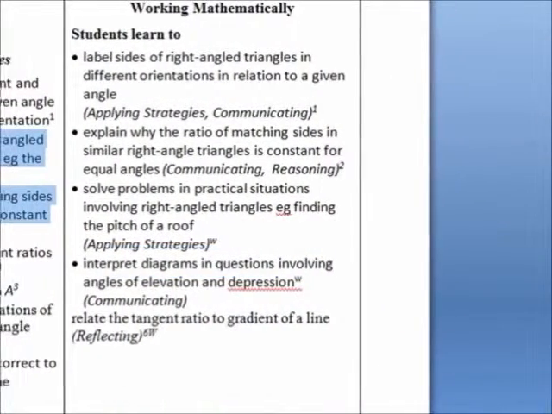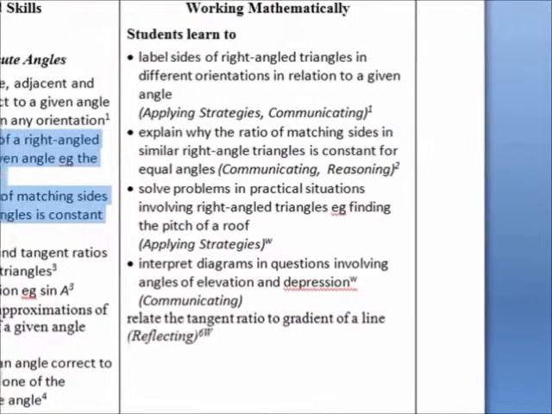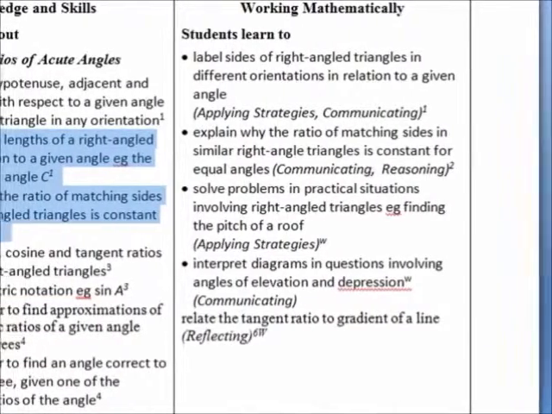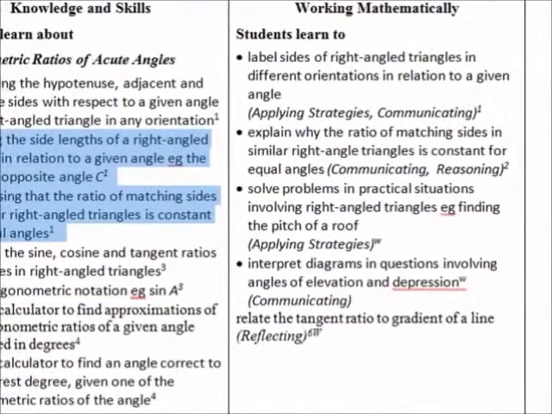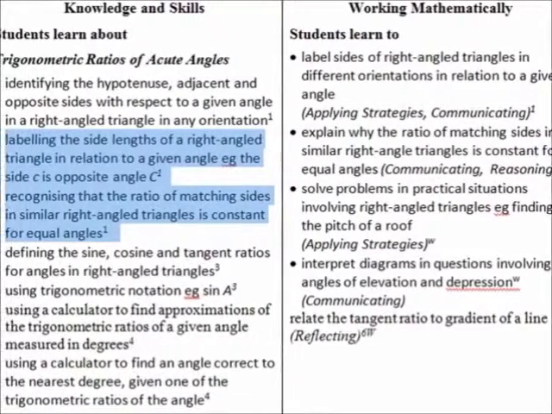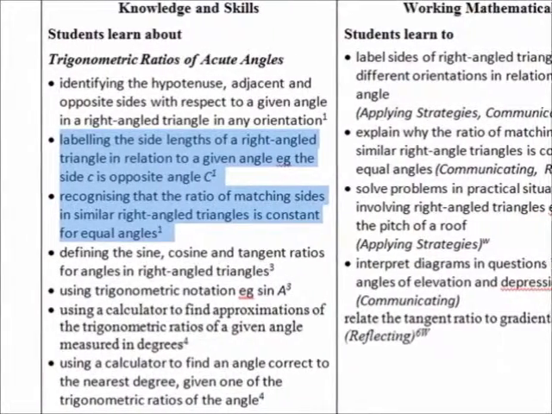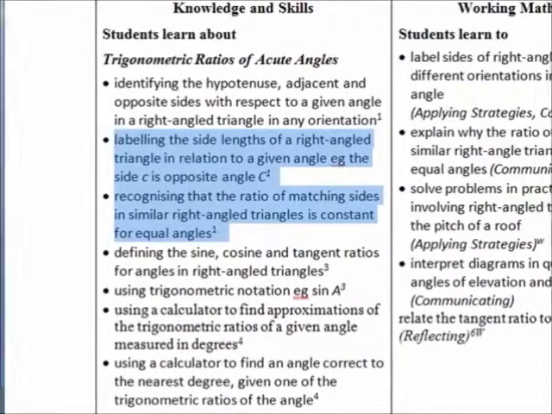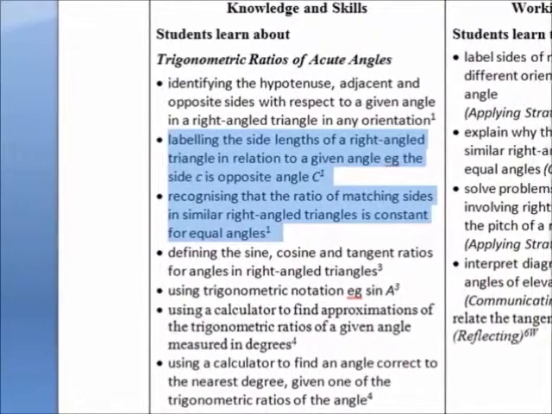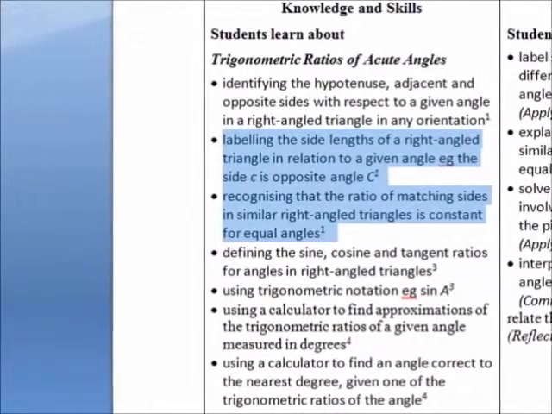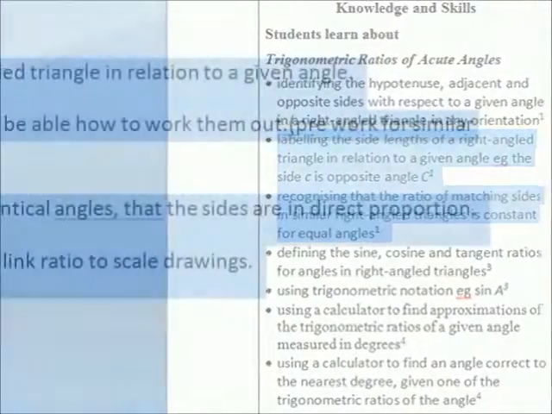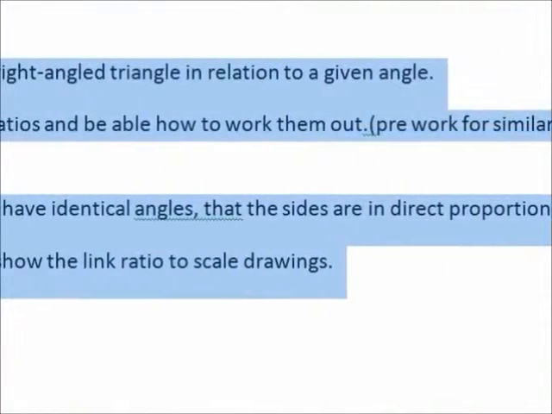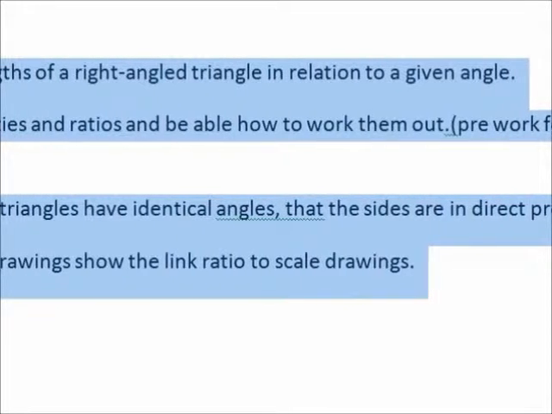The board then requires that the labelling of the side lengths of a right angled triangle in relation to the given angle, e.g. side C opposite angle large C, and recognise that the ratio of matching sides in similar right angled triangles is constant for equal angles. And here is the second lesson addressing those points.